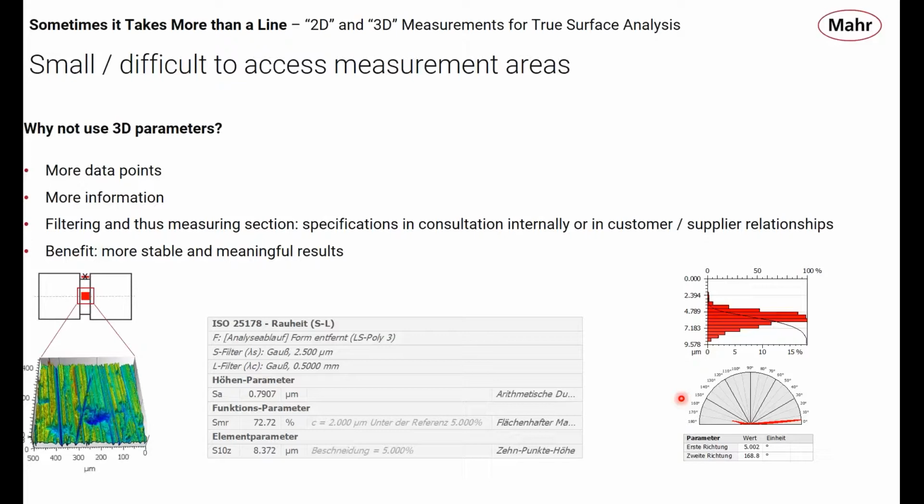So you're in for a discussion anyway. You might as well have the right discussion. Get the discussion from 2D RA over to 3D SA. That's my example for these small, difficult to access measurement areas.